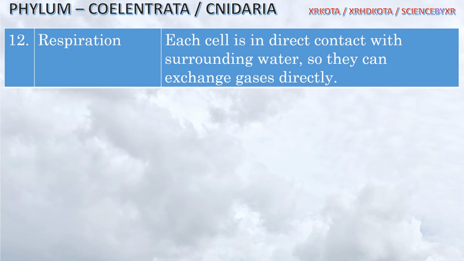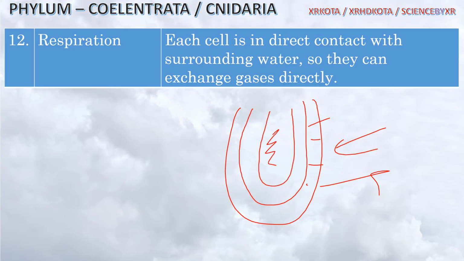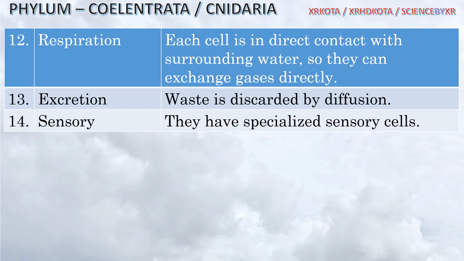Respiration: since each cell is in direct contact with the water, the external cells, the outer layer cells, are in contact with the surrounding water. So they take oxygen and give out carbon dioxide, and the inner layer takes its oxygen and carbon dioxide from the water which fills the coelenteron. This is how each cell is in direct contact with the surroundings and able to exchange gases directly. Excretion is also done by diffusion, since each cell is in direct contact with surrounding water, so they simply discard their waste into the surrounding water.